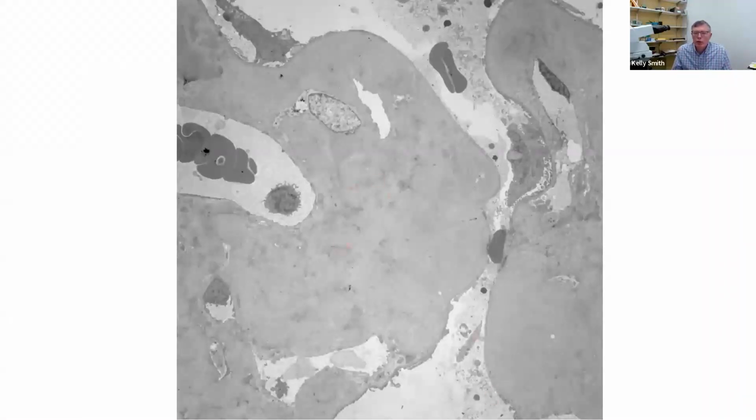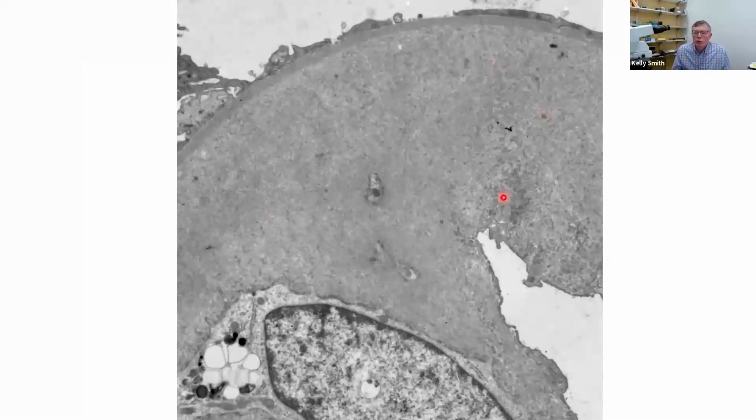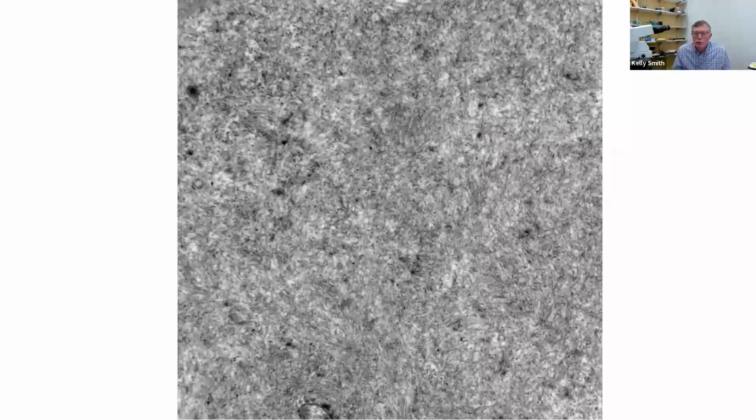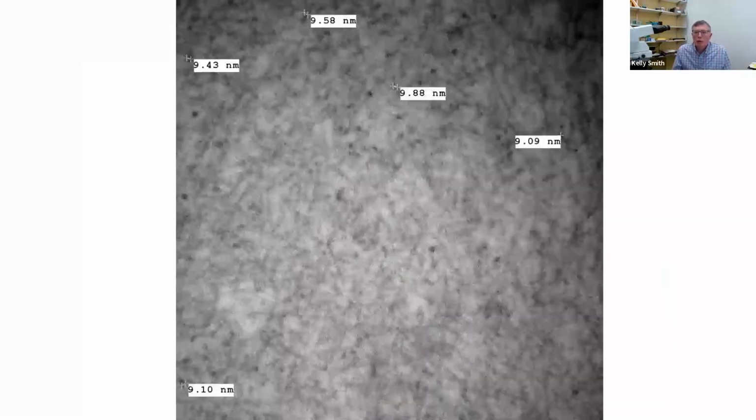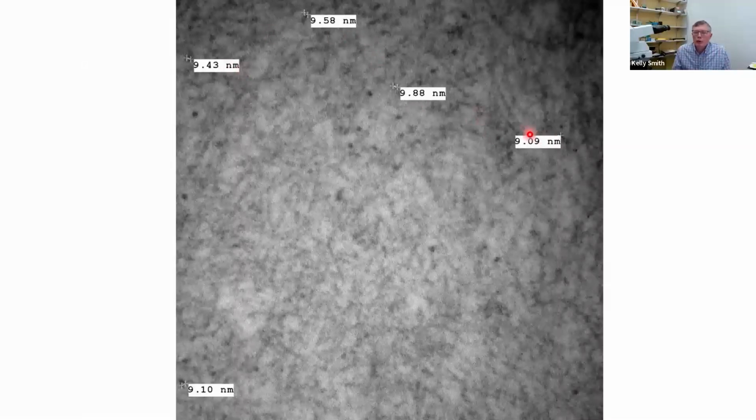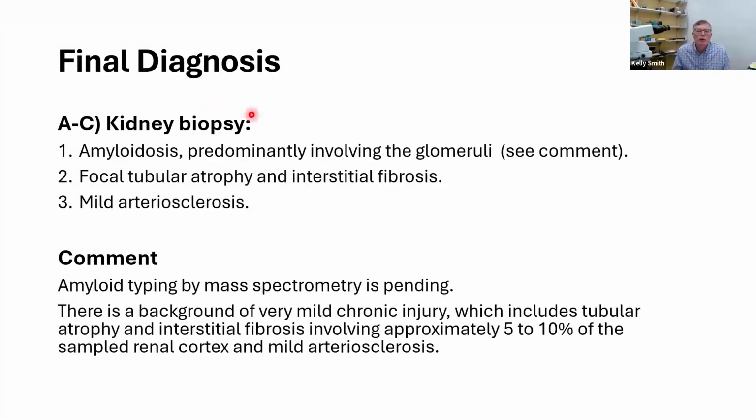By immunofluorescence, we look at EM, and we can see this infiltrative process. This is really a confirmation of what we had diagnosed based on the light microscopy. Here we can see at higher magnification the obvious fibrils. They're mostly straight and non-branching. And when we measure them, they have an average diameter of a little over 9 nanometers. So everything fits with amyloidosis. And that's our original diagnosis, amyloidosis. It's predominantly involving the glomeruli with really very minimal chronic injury in this instance.